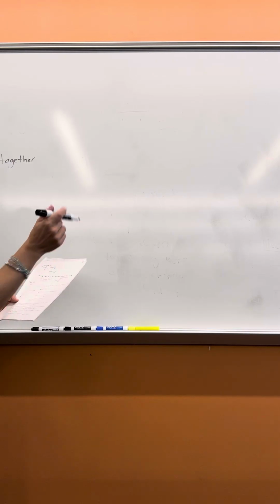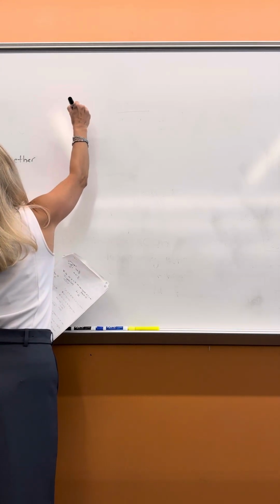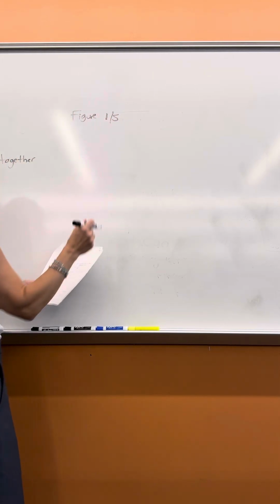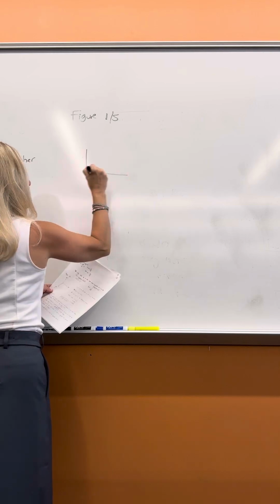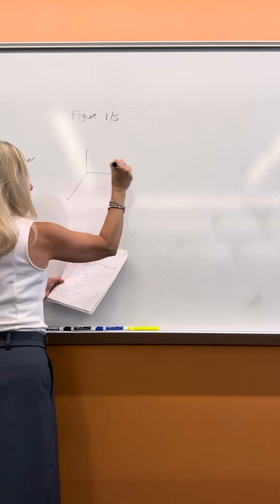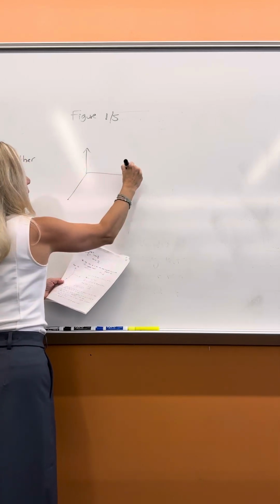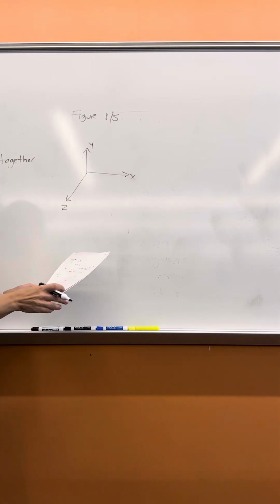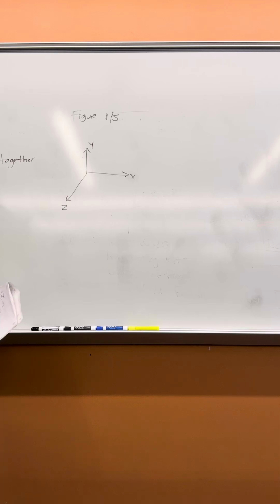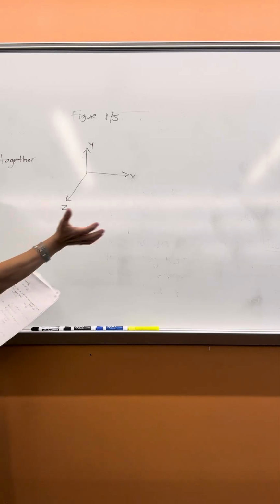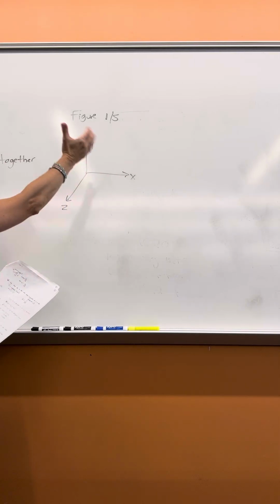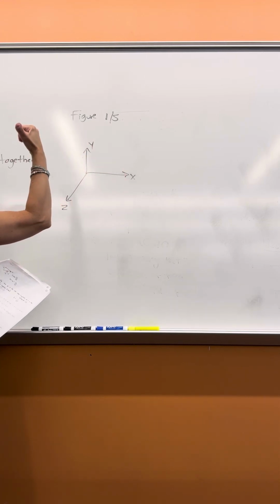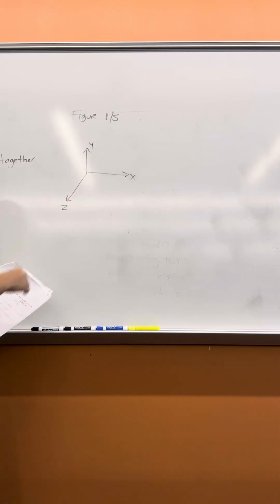Okay, so if we are looking at 3D, and this is figure 1.5 in your book, we're going to have X, Y, and Z, where Z is coming out of the board, right? So if we follow the right-hand rule system, X to Y, the positive Z would be coming out of the board in this example.